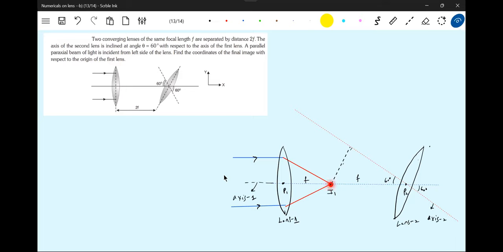Is this I1 on the optic axis of this lens? No. So what is the object distance? This will become the object distance. Able to get this, and this is the focal length. So we'll calculate the object distance now. So I'll write U2. From the formula, 1/V2 minus 1/U2 equals 1/f. This is how the rays are incident in this direction. So we have to calculate U2. How to calculate U2? I will take help of mathematics here.